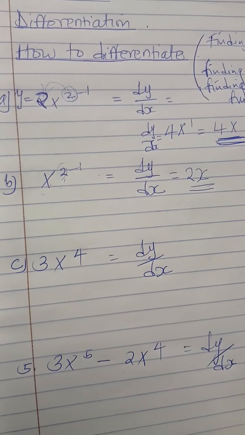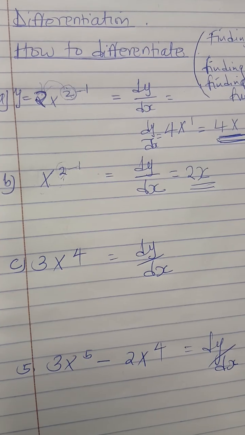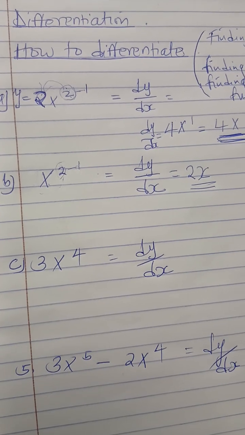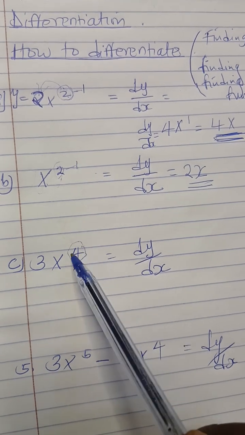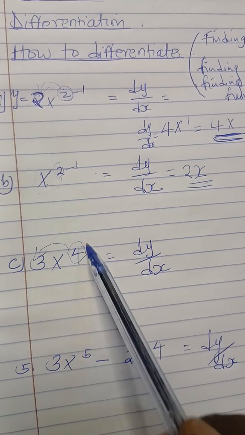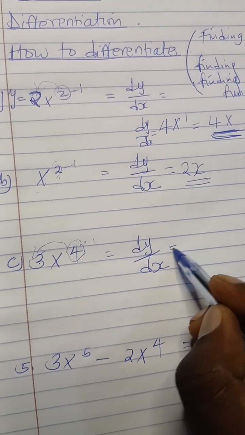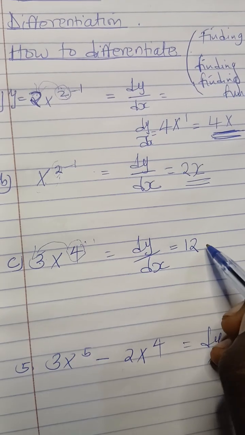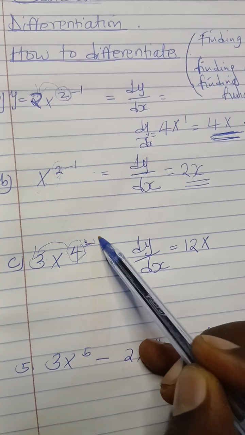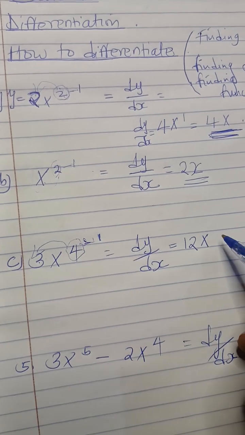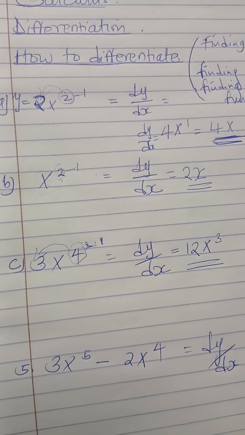Next we have 3x power 4. What is the dy dx, or the derivative of 3x power 4, or its gradient function? To get that, we take 4 and multiply with 3. 4 is our power, times 3 gives us dy dx as 12. Then we have x, and the power, which is 4, you subtract 1 from the power, so it will be 12x cubed, or 12x power 3. That is your dy dx.